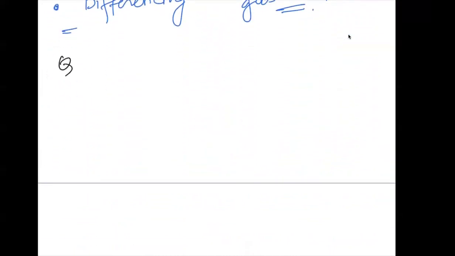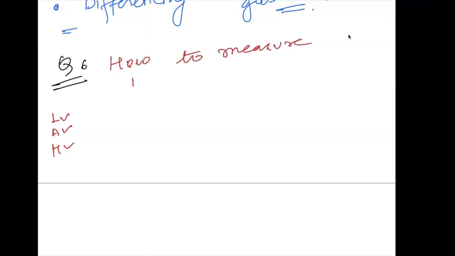Question 6. Again, we have covered L, we have covered A, how to measure linearity, how to measure autocorrelation. Now H, how to measure homoscedasticity in the linear regression model.